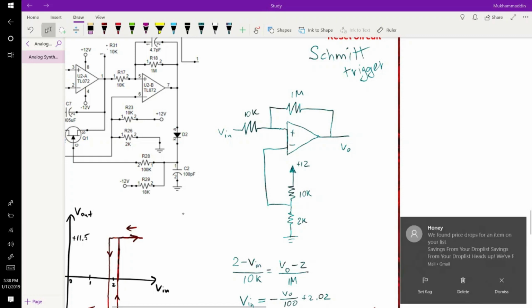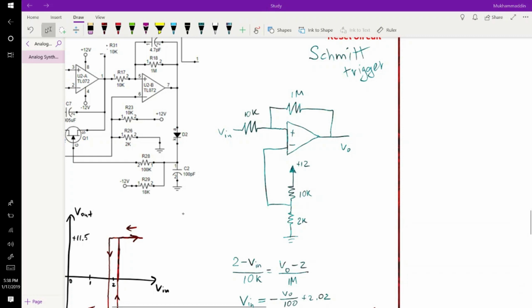Domino's Pizza is sending me email. Okay. What was I talking about? Yes, the Schmitt trigger.